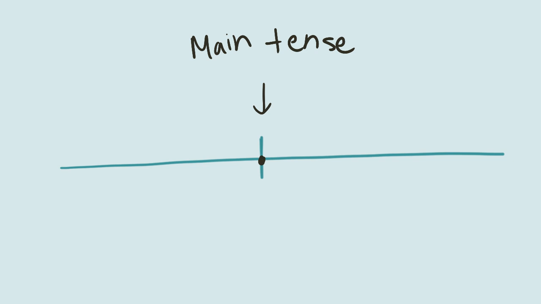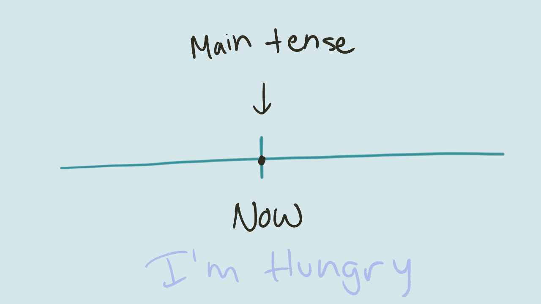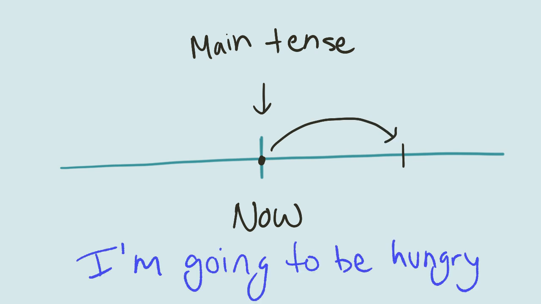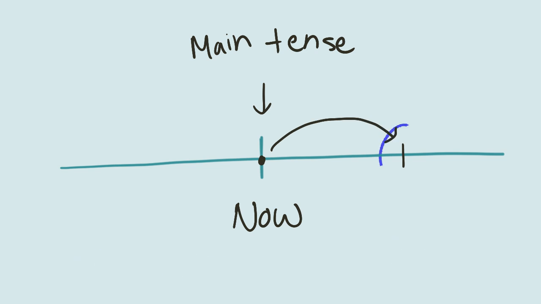Let's draw a timeline to better visualize this. Here is the main tense of the event, or when the event actually happens. Let's say it's happening right now. At this moment, I usually talk about things that are happening now, but I can also talk about things that are going to happen in the future before they actually do. I'm not in the future, but I can still talk about it.